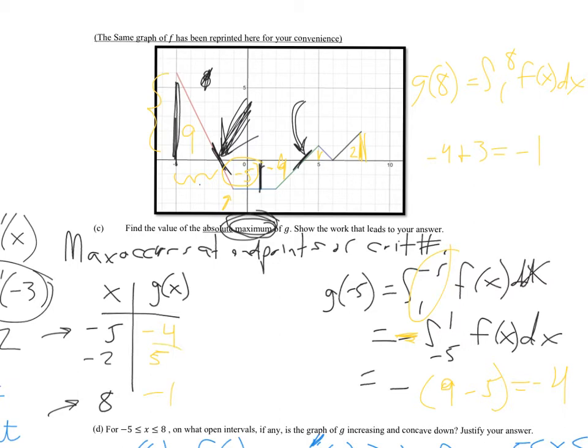So my maximum occurs at the point (-2, 5), and the actual absolute max is 5. So the x value where that happens is at -2. The y value is actually 5.